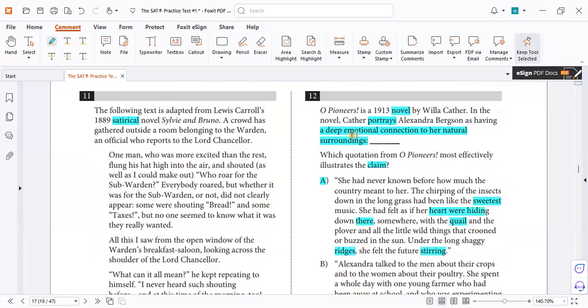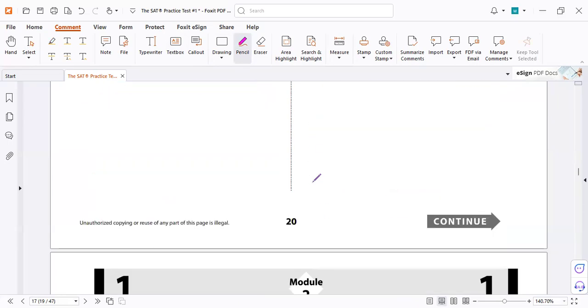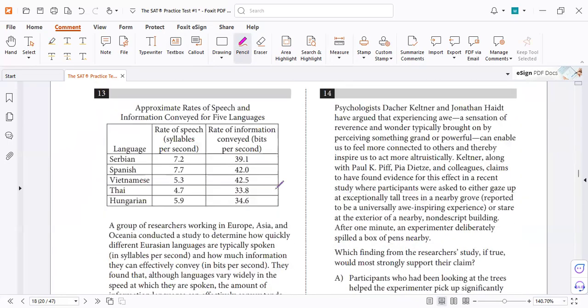And remember, he said emotional. So we need emotions. So be careful about every word. And he said deep emotions. That's why. So that means the author or the writer or the novelist is going to explain every word in the claim. So letter A. Number 13. A.